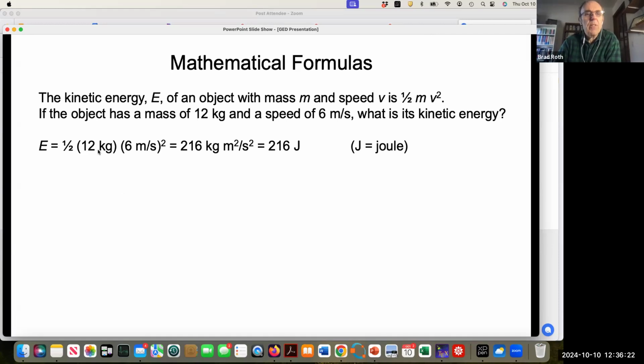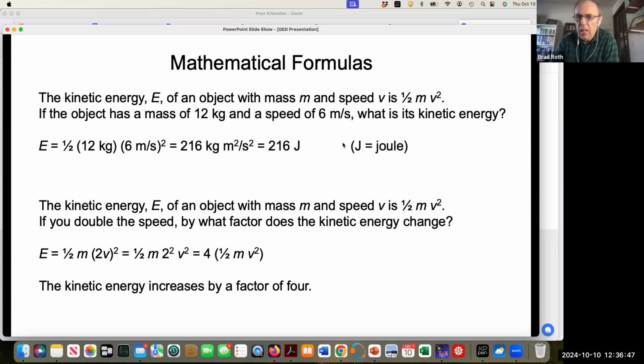1/2 times 12 is 6, so it's just 6 times 6 times 6. Remember that the units get squared as well as the number. So it's 216 kilograms meters squared per second squared. And again, that has a nickname. It's a joule, J. So energy is given in joules. That's another example of how you might have to calculate something on the test.